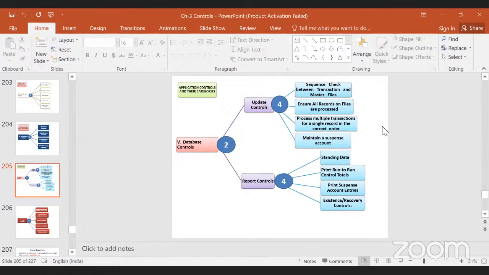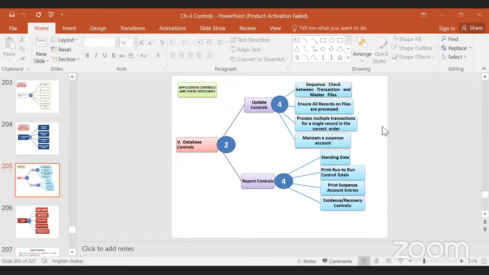If something is there in the suspense account, what does it indicate? There is some error somewhere else in the accounts. Similarly, in database also, they can have suspense account in case any difference is there. But the update control will ensure that there is no suspense account at the time of processing or at the end of the processing. So that is what is update control.